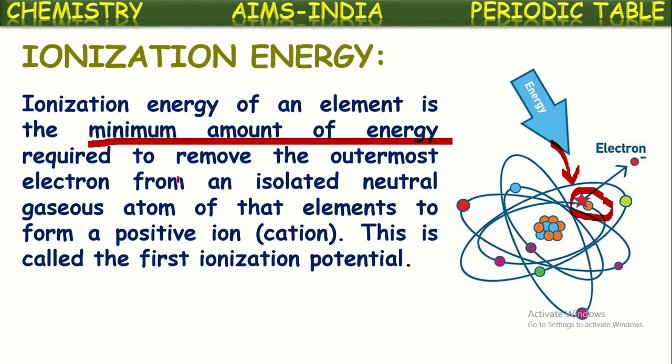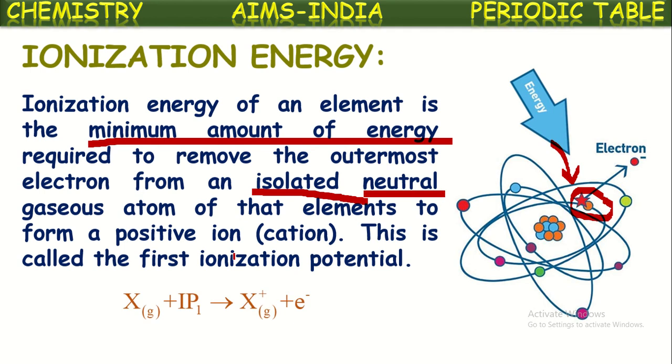One more term: isolated neutral gaseous atom. Before the removal of an electron, when we supply energy to an atom, it becomes isolated, meaning it is separated from all the remaining atoms, and it converts into gaseous form first. Then the energy required by that element for the removal of its outermost electron is called ionization energy, or ionization potential.